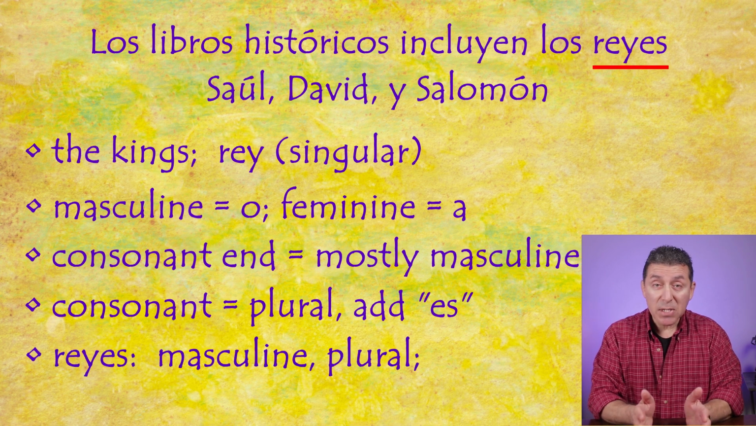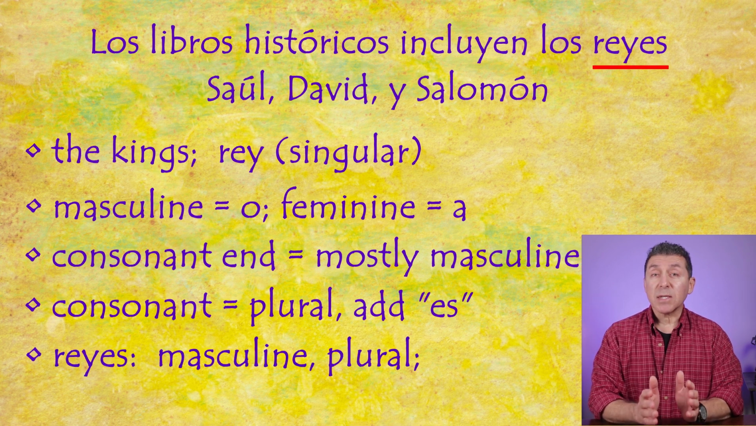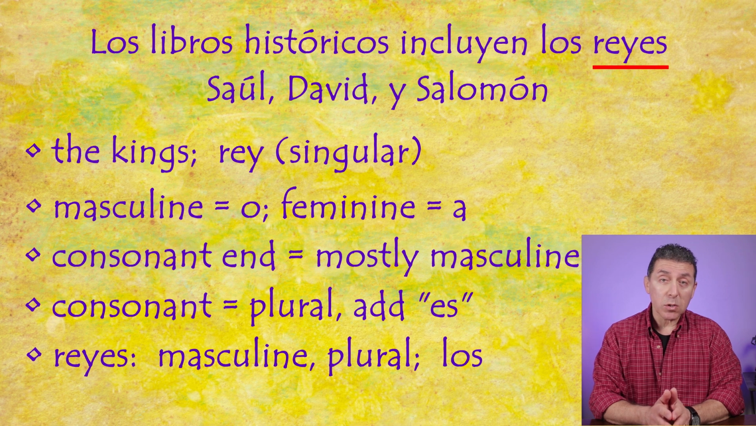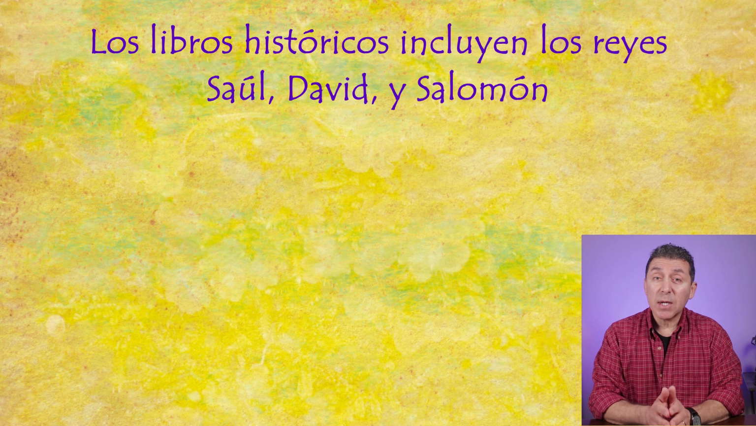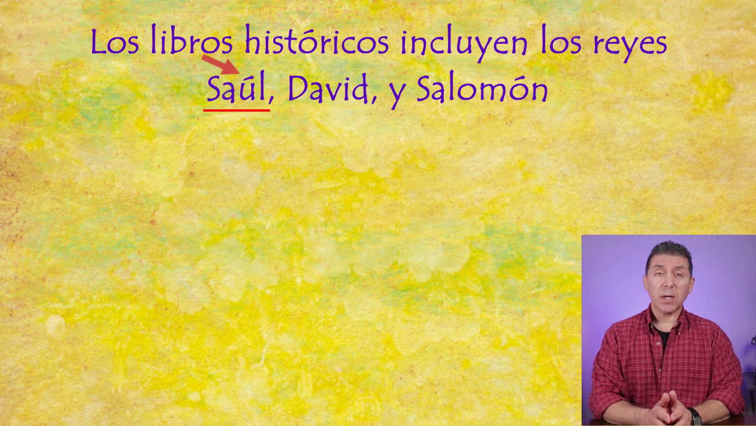Reyes, then, is a masculine plural noun, so it takes the same type of definite article, los, just like we saw in our previous sentence. Now, let's work on the names of the kings, Saúl, David, y Salomón. For Saúl, note that there's an accent over the letter U, so that's where the stress is.